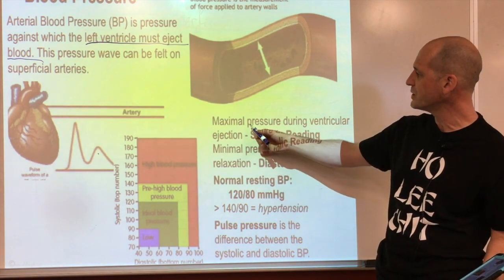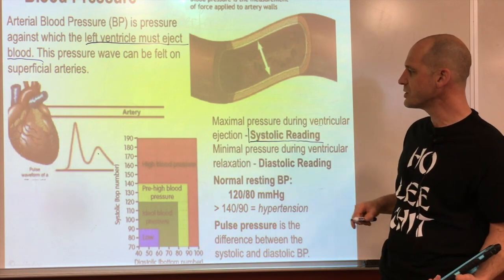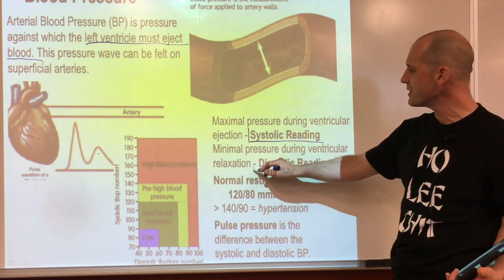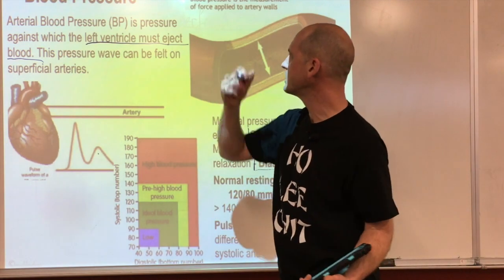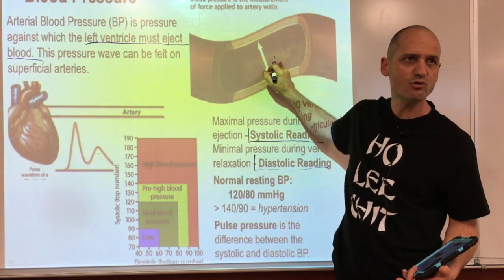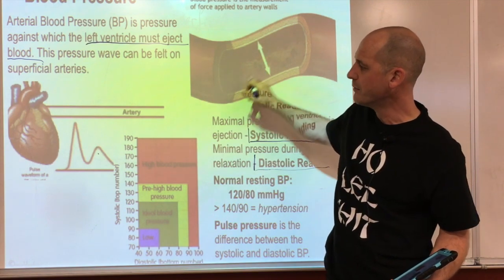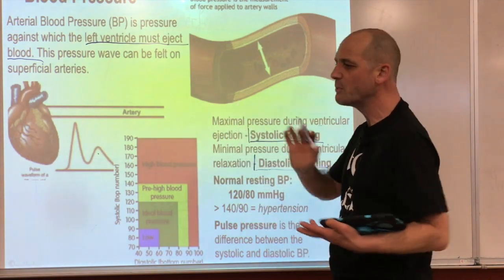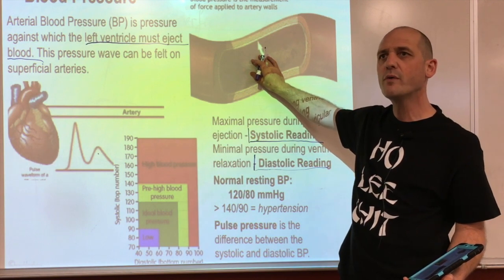The maximum pressure during a ventricular ejection is known as the systolic pressure, and the minimum pressure during ventricular relaxation is known as the diastolic reading. When the heart contracts, it expands these vessels as the blood travels through with that strong force. That's the systolic mode. And then when the heart relaxes, we have that elastic recoil that keeps pushing the blood forward, but it's much less forceful. And so we have a lower reading.